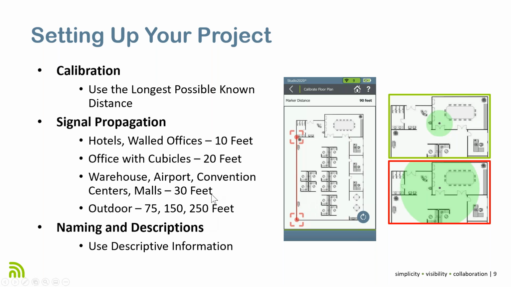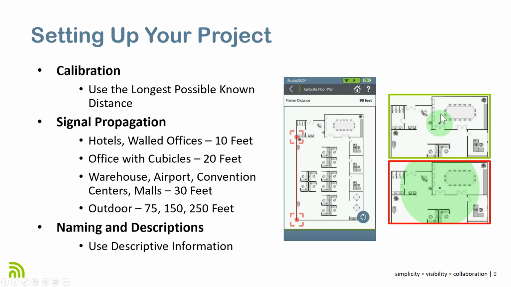So the main idea is the smaller the space you're surveying, the smaller the propagation should be. And if you're in a very open space, then hey, you can increase the propagation. Again, smaller propagation means you'll need to collect more data points as you walk, because you need more samples. And bigger propagation means fewer data points, but also less accurate information. So very important to keep in mind.